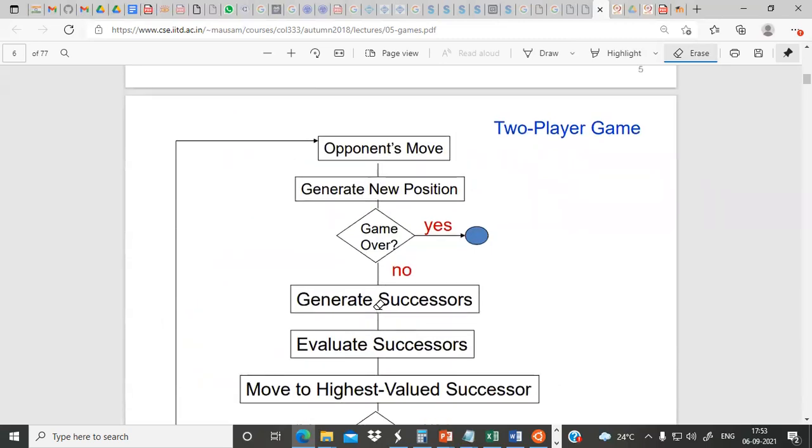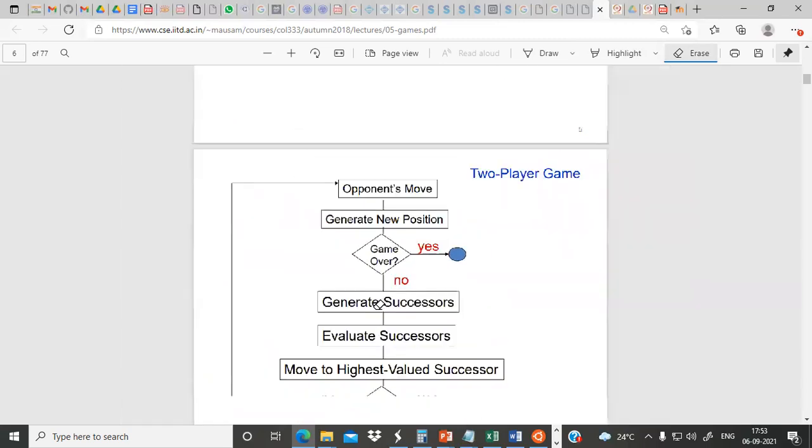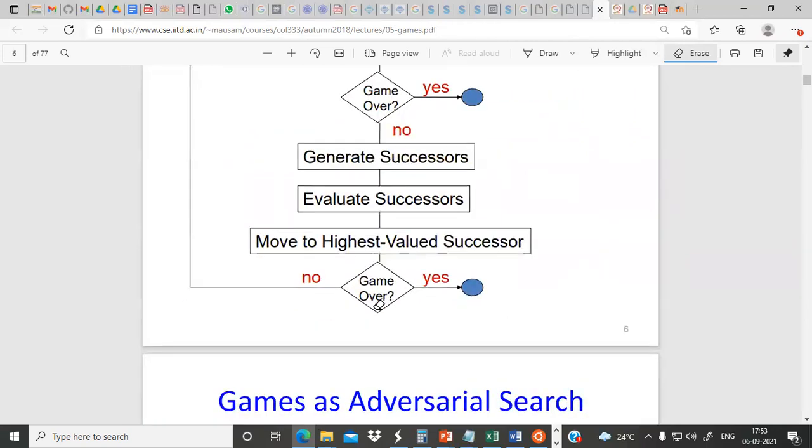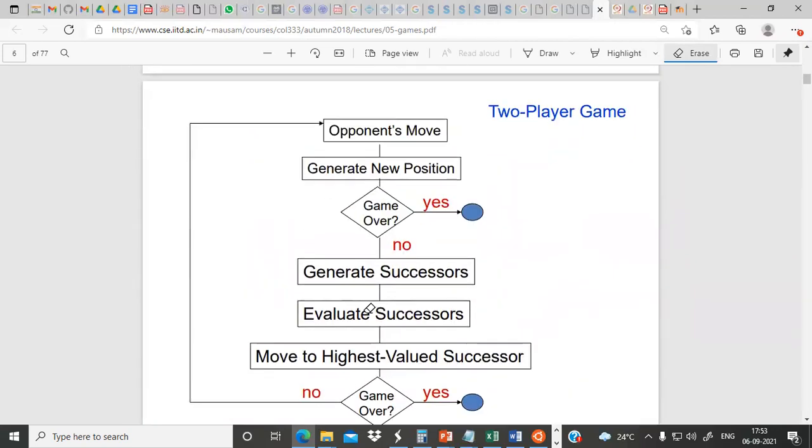So this flowchart explains the concept of a two-player game, right? In a two-player game, what happens? First, we are assuming that it is the opponent's move. Let us assume it's not our move, it's the opponent's move. So the opponent makes some move. After making his move, he has created a new position. Now this new position may be a goal state. So check whether it's a goal state or not. If it is a goal, then the game is over. If the game is over, then stop.